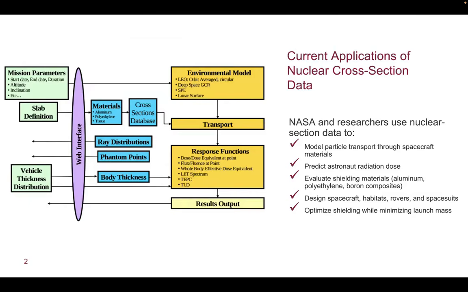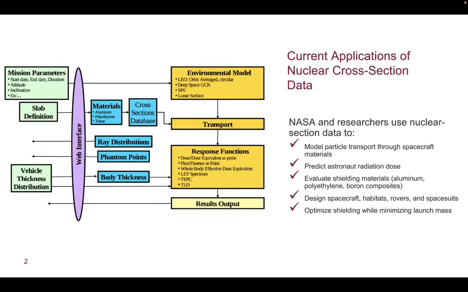Today, these nuclear data libraries are used extensively in radiation transport simulations. Organizations such as NASA use transport codes like OLTARIS, while researchers commonly use Monte Carlo codes such as MCNP and GEANT4 to simulate how radiation travels through spacecraft materials.